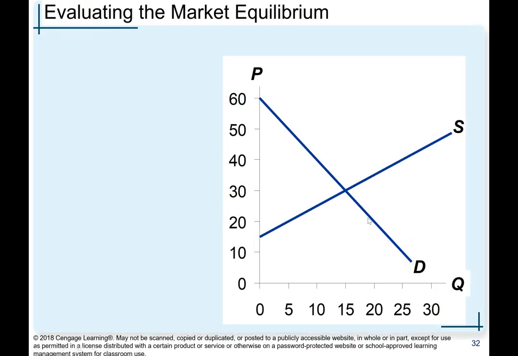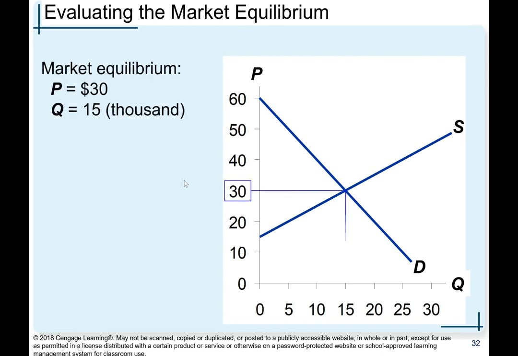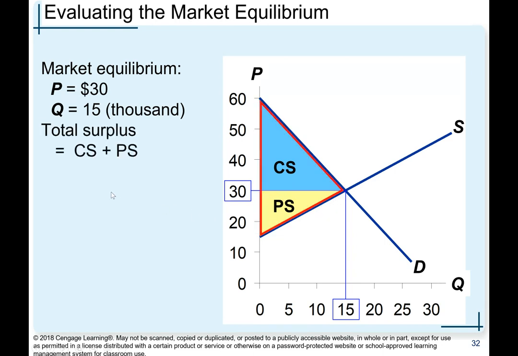Evaluating the market equilibrium. A typical market is at equilibrium. The equilibrium price is $30. Equilibrium output is 15,000. In this case, the blue triangle is the consumer surplus, the area under the demand curve and above the price. The producer surplus is the yellow triangle, which is the area below the price and above the supply curve. So total surplus is consumer surplus plus producer surplus.